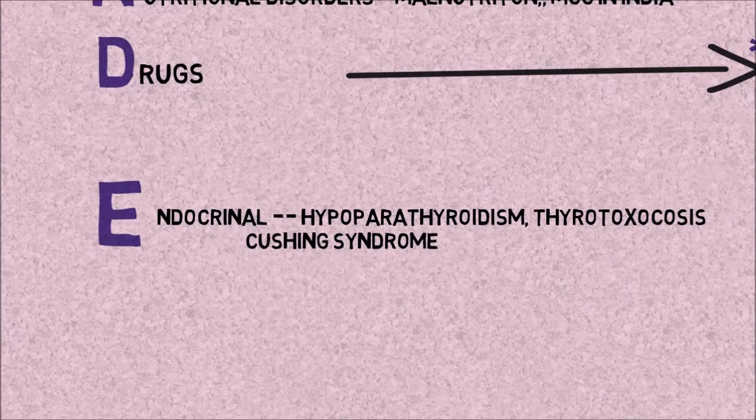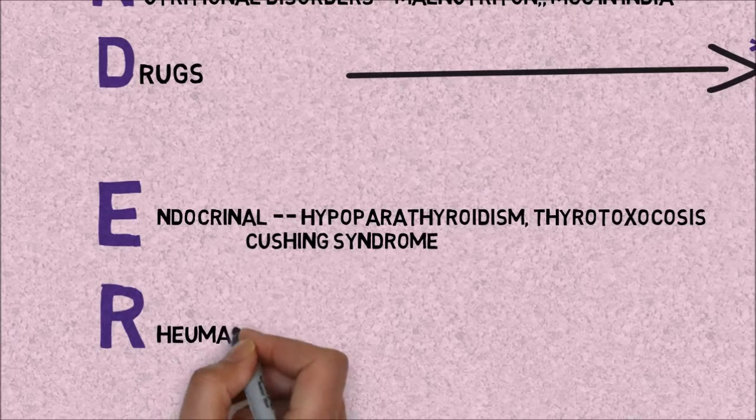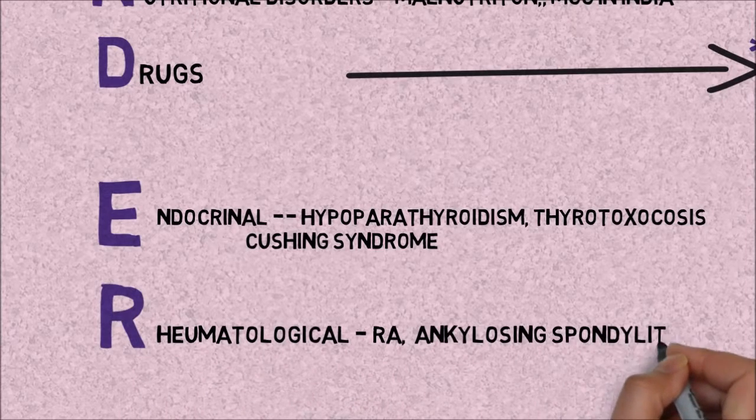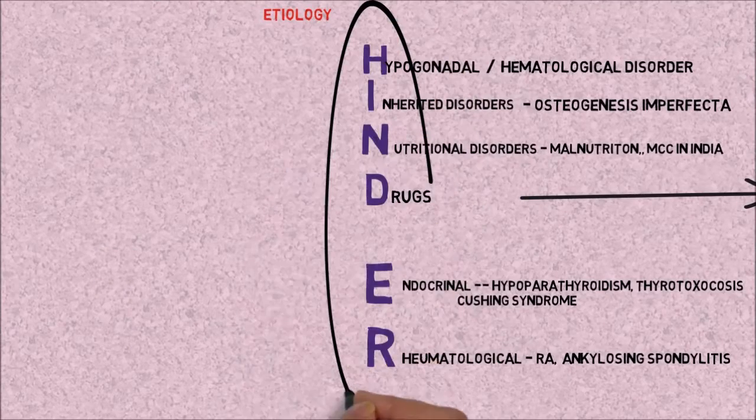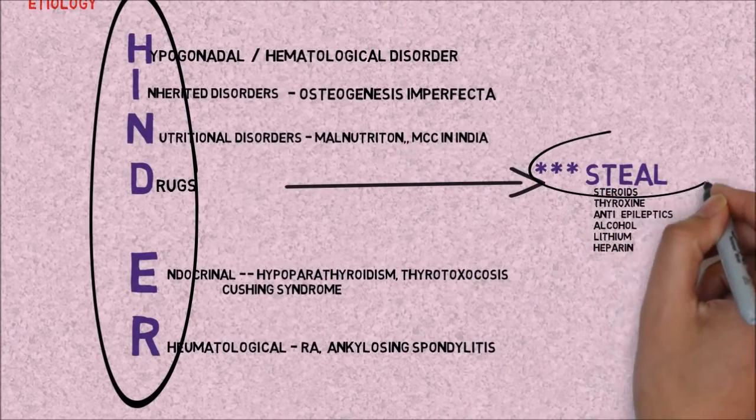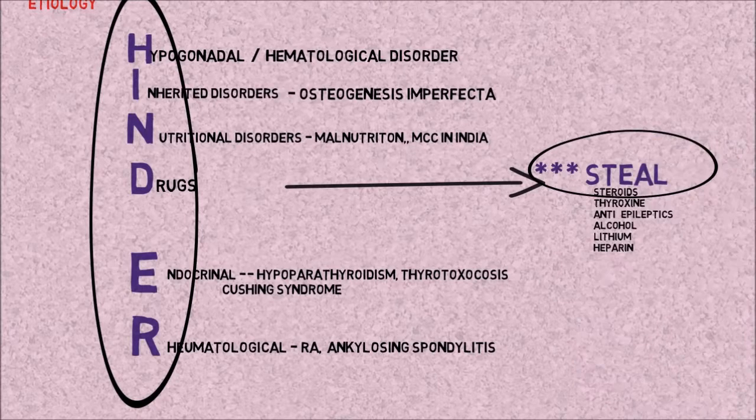The sixth one is rheumatological disorders like rheumatoid arthritis and ankylosing spondylitis. Now the mnemonic is hinder and steal. The drugs that steal and hinder cause osteoporosis.